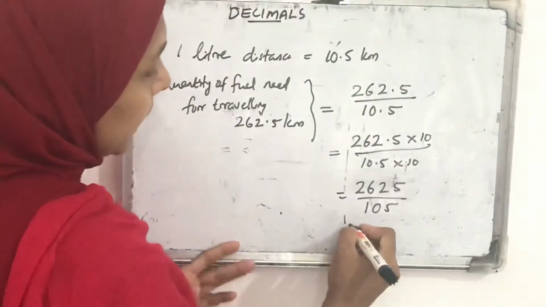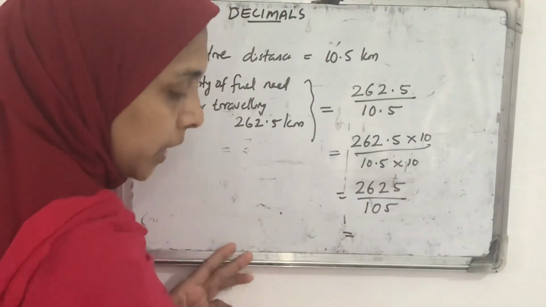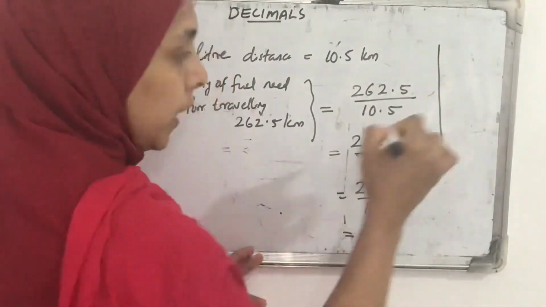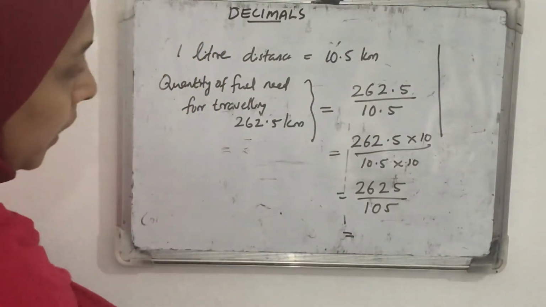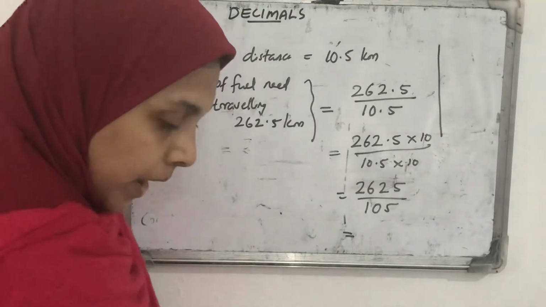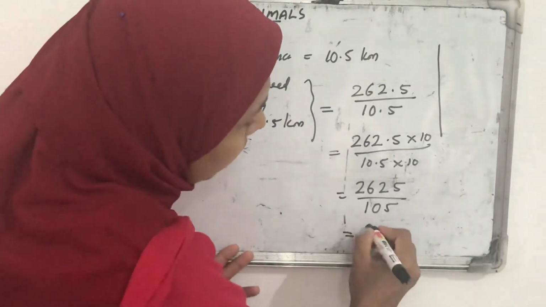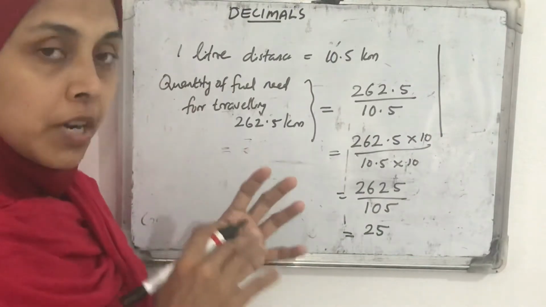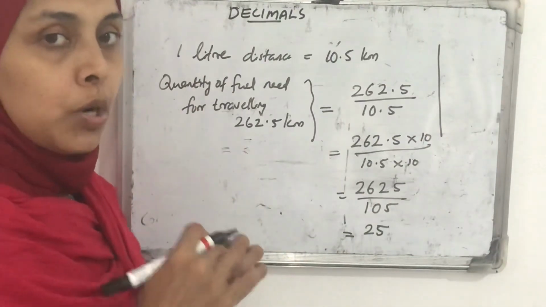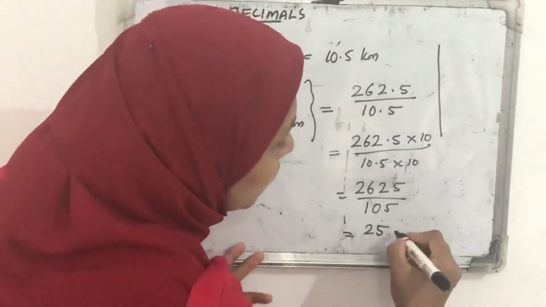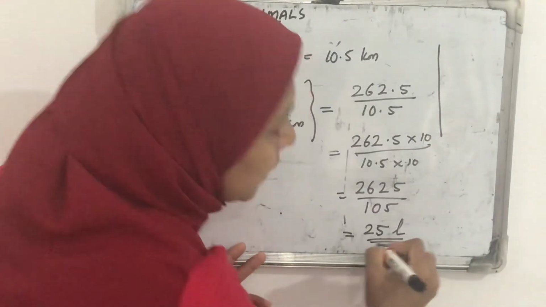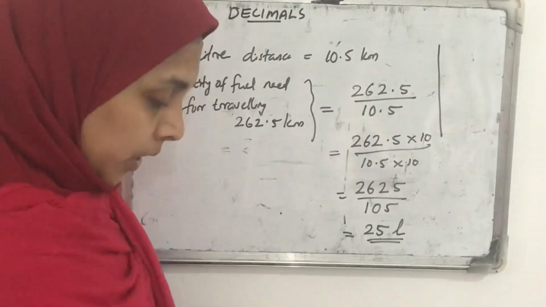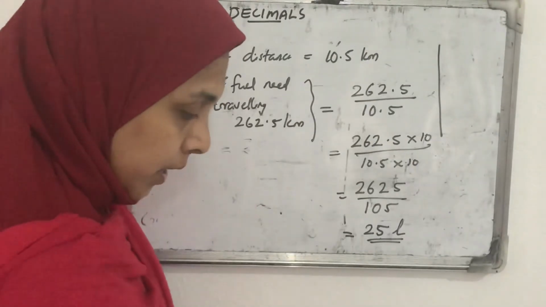The answer will be found by division. Do the division in the working column. After dividing, you will get the answer 25. So what will be the unit? What are we finding here? The quantity of fuel, that is, how much petrol is needed. So the unit will be 25 liters. Okay, then we can discuss one more question.